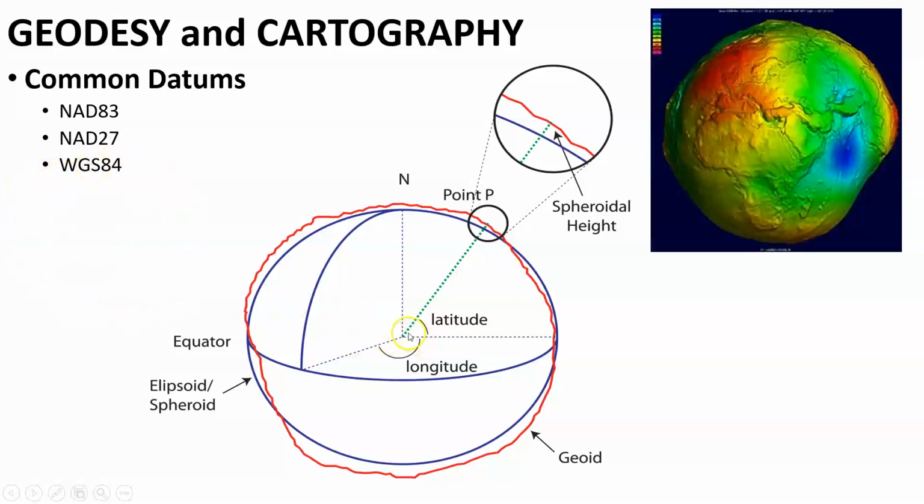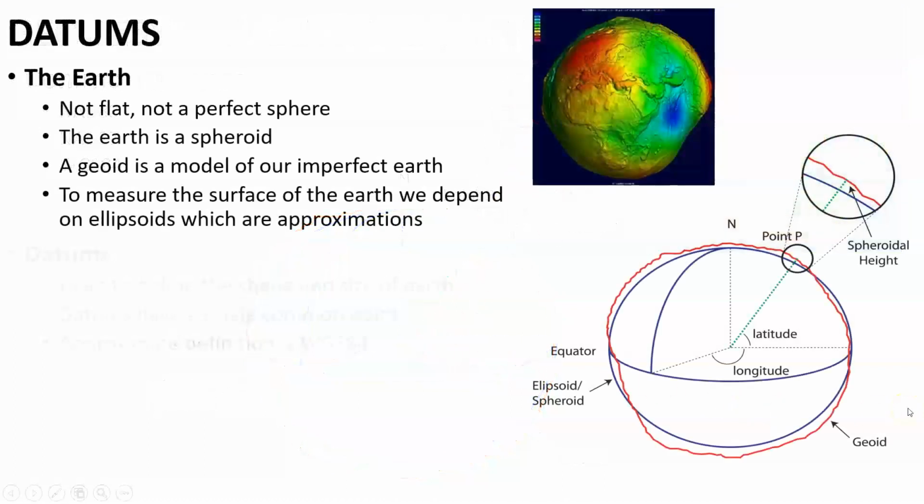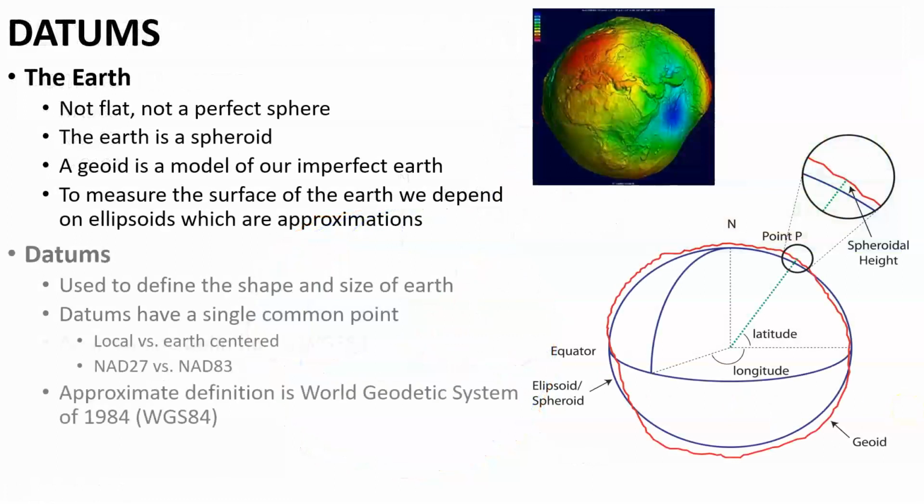So again, we have our geoid in this red here, right? And the blue ellipsoid is going to fit better at specific parts depending on the spheroidal height that it has from the geoid. So again, as I've mentioned, the Earth is not flat. It is not a perfect sphere. The Earth is a spheroid, and the geoid is this model of the imperfect Earth.